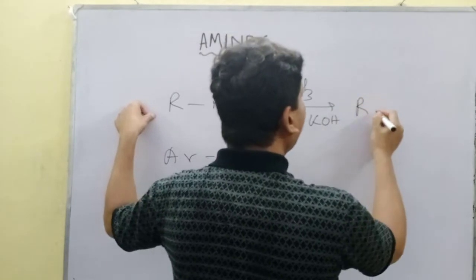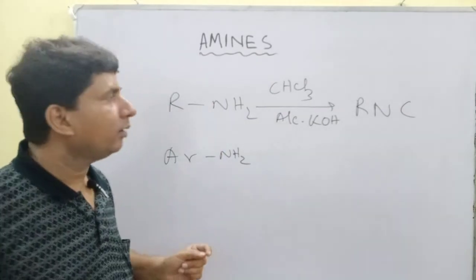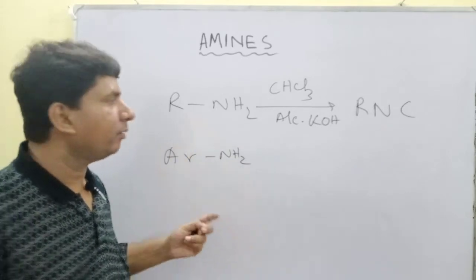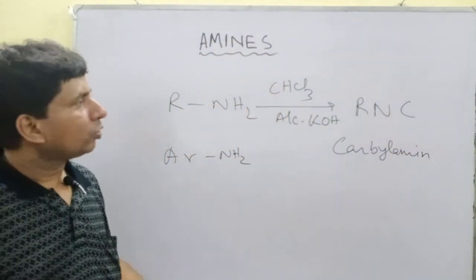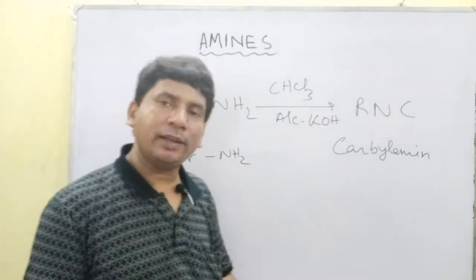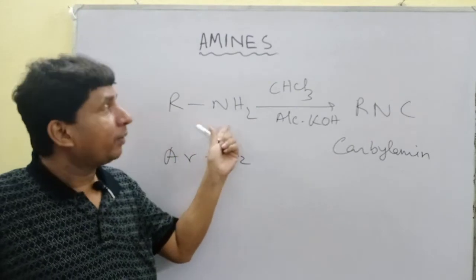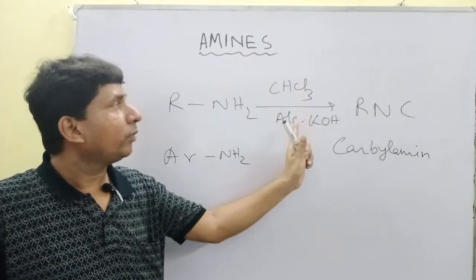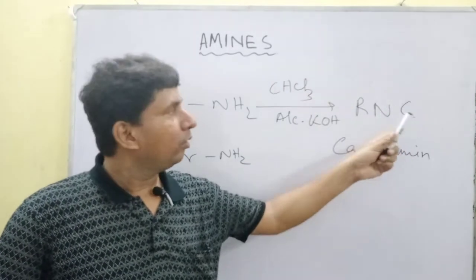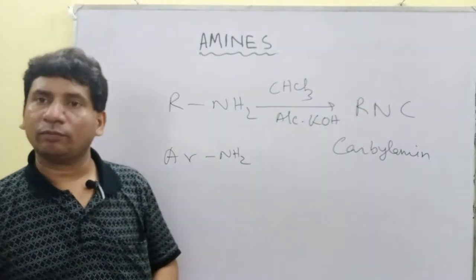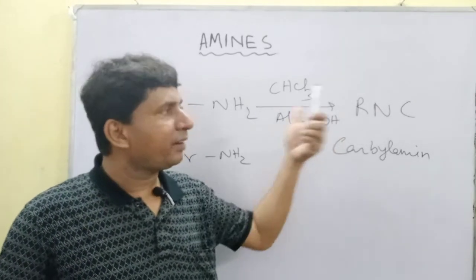It will produce RNC, not RCN, RNC. What is this? Actually carbylamine. So this reaction is known as the carbylamine test or carbylamine reaction. Very important reaction. So all primary amines react with chloroform in presence of alcoholic KOH to give carbylamine. This has a very foul smell. The foul smell is coming.